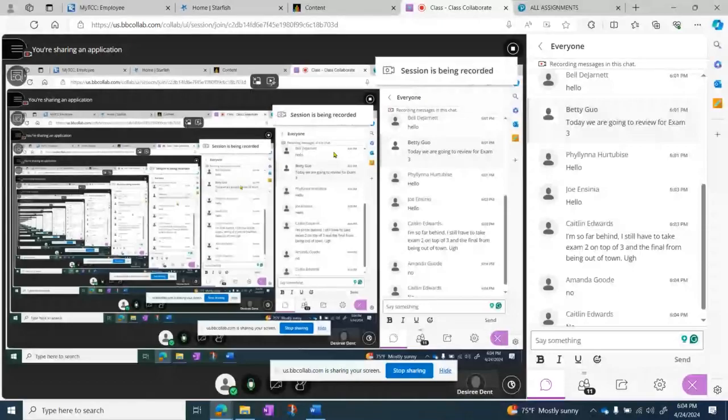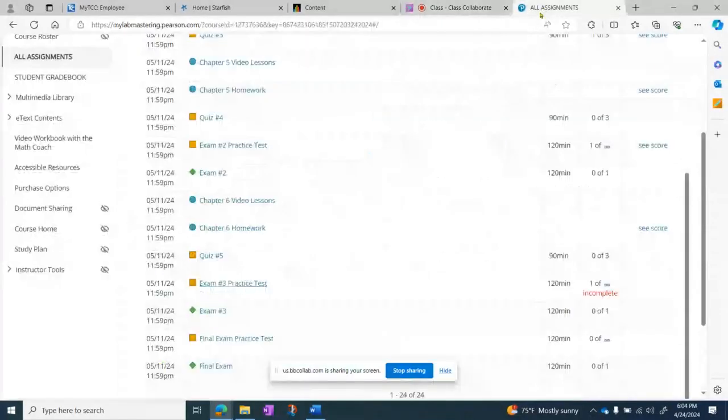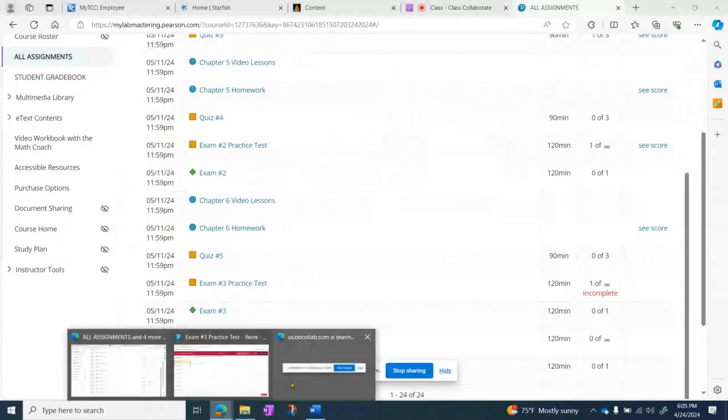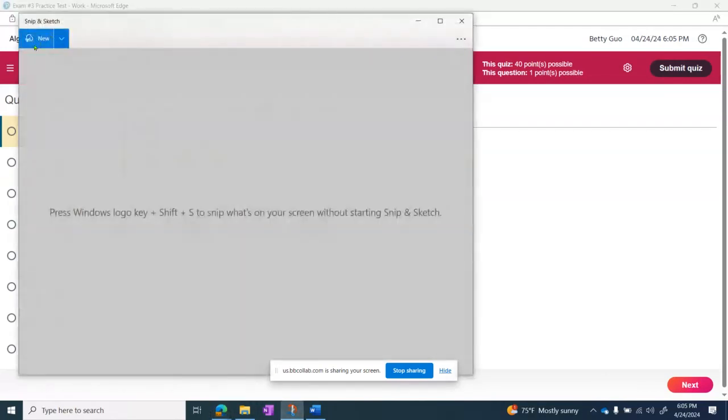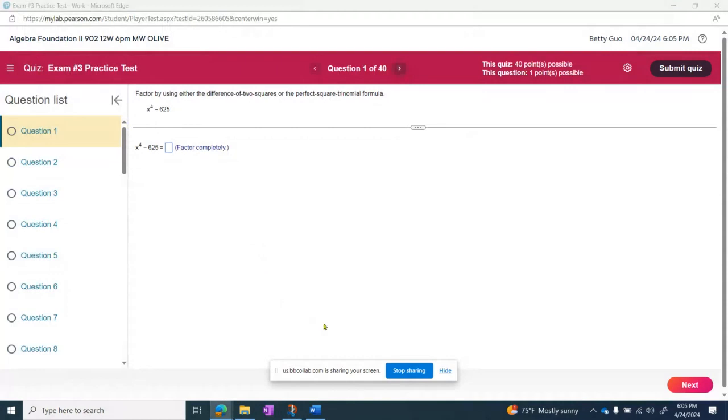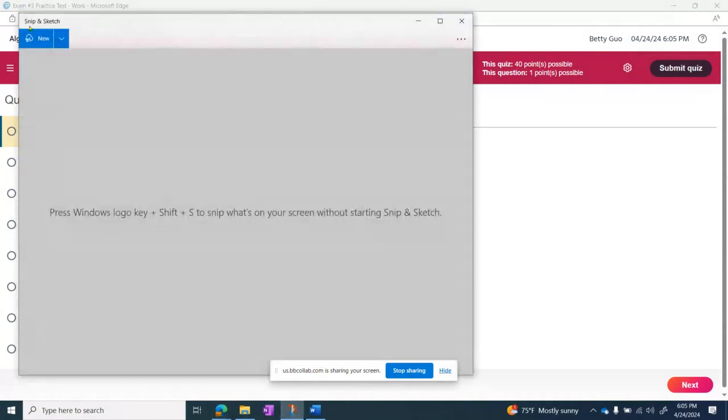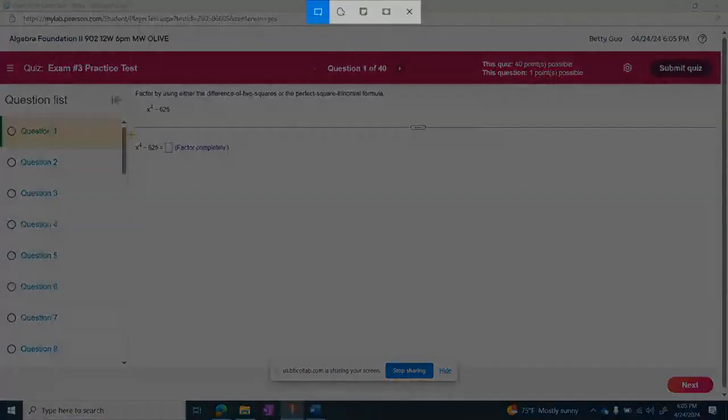Okay, so let's go to Pearson. The review has 40 questions. The first question: factor by using either the difference of two squares or the perfect square trinomial formula. So x to the power fourth... Let me quickly copy paste. I'm gonna work that problem on my OneNote.